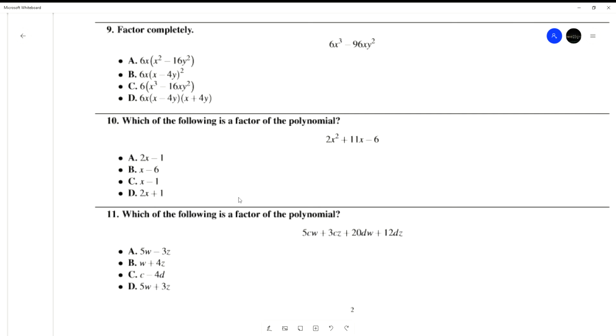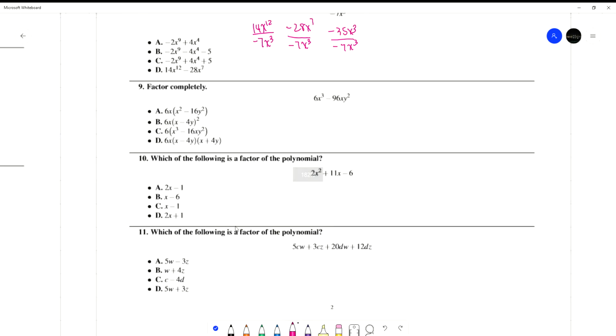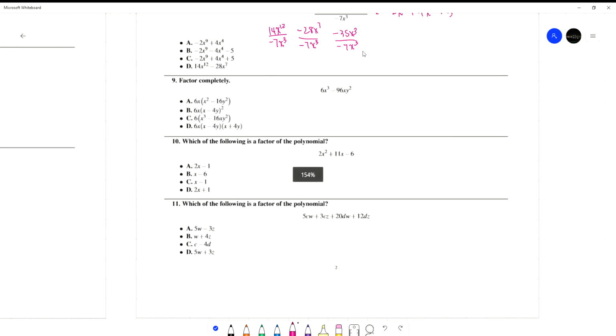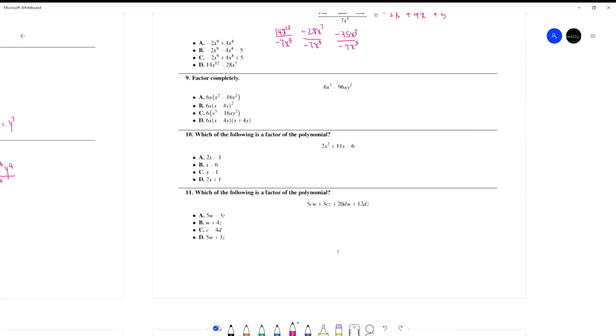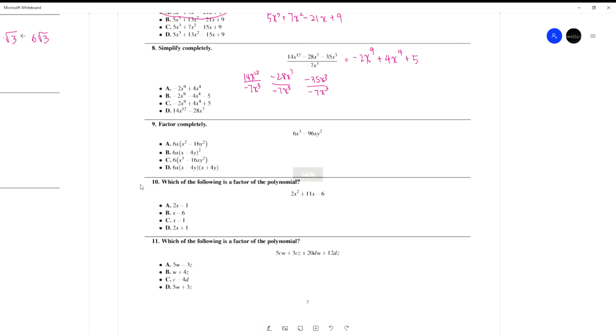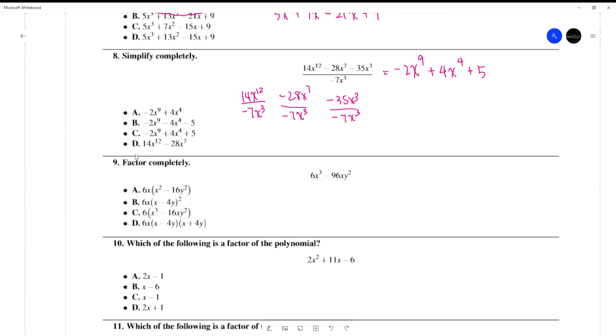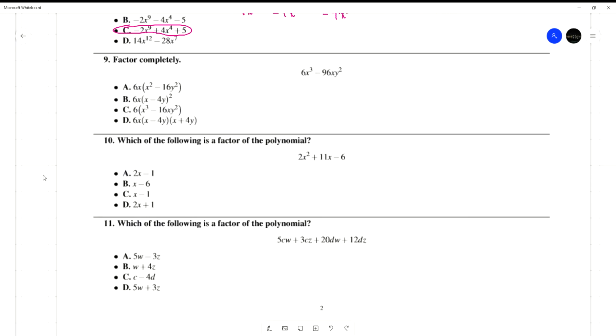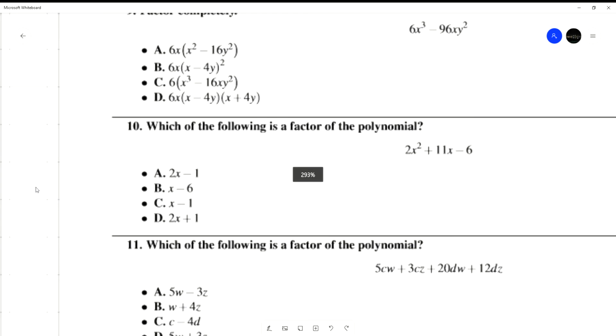Okay, so sorry, what's D? Oh yeah, I forgot to circle it. I forgot to circle the previous answer here. Let me do that real quick. Okay, so negative 2x to the 9th plus 4x to the 4th plus 5. That's C over here. Okay. Now let's go back to this.